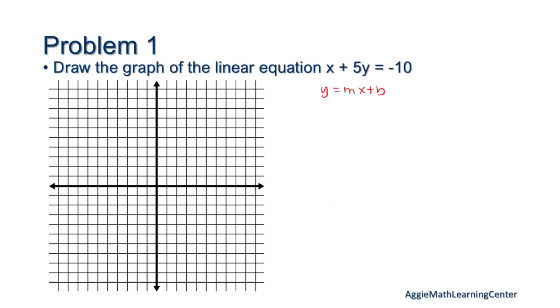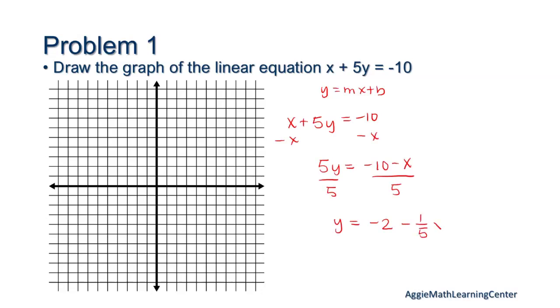Okay, so let's try to get the y all by itself. Let me rewrite this here. I'm going to subtract the x over. So now I have 5y equals negative 10 minus x. And then I'm going to divide both sides by 5. So now I have y equals negative 10 divided by 5, which is negative 2, and then I'm just going to put a 1/5 in front, minus 1/5 x. That's the same as x over 5.